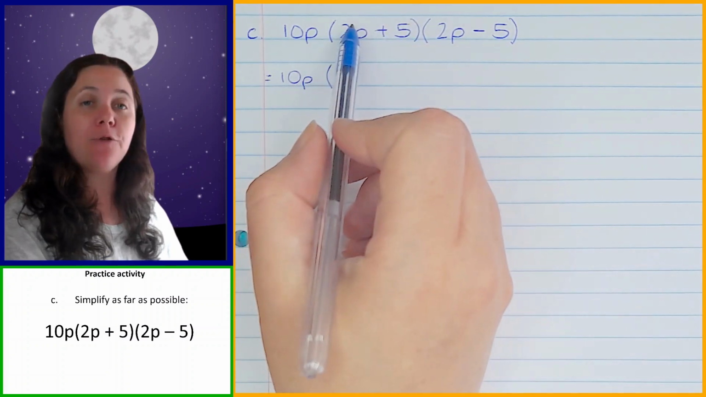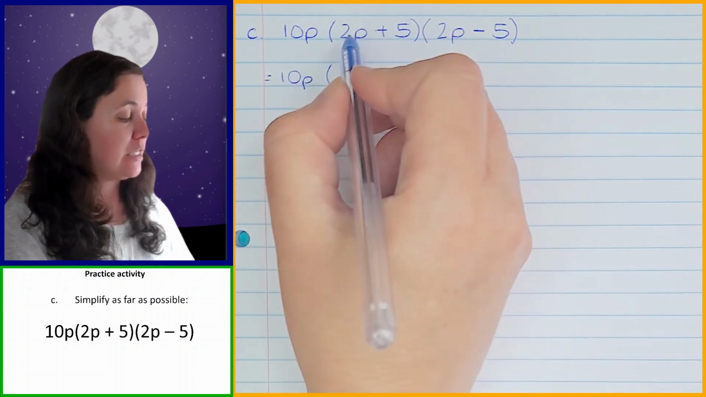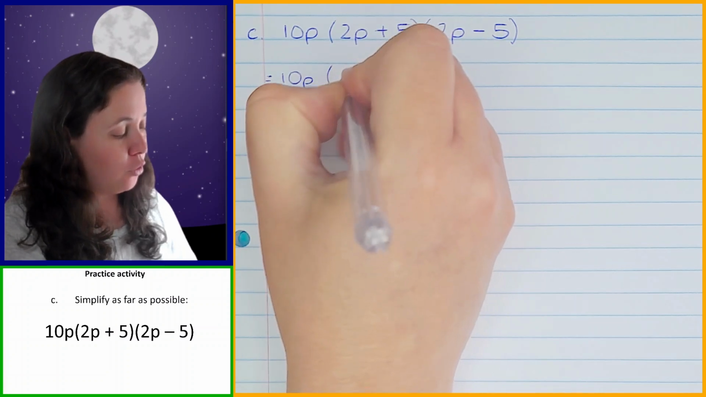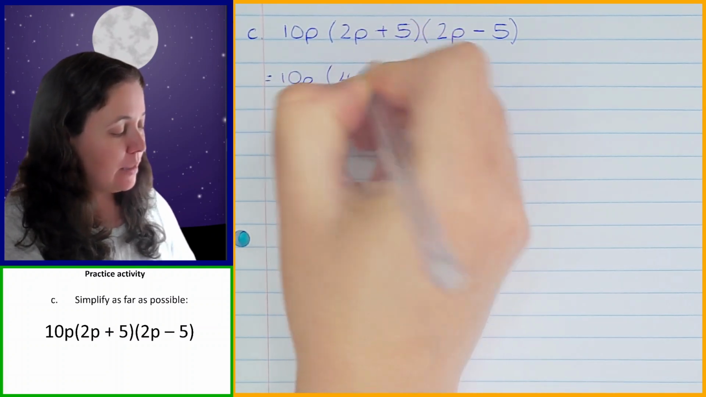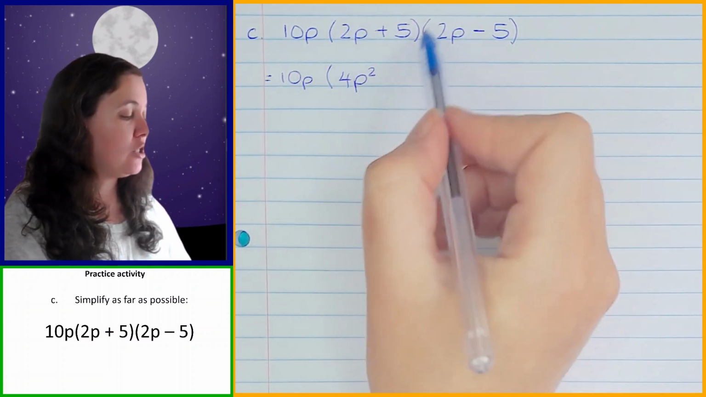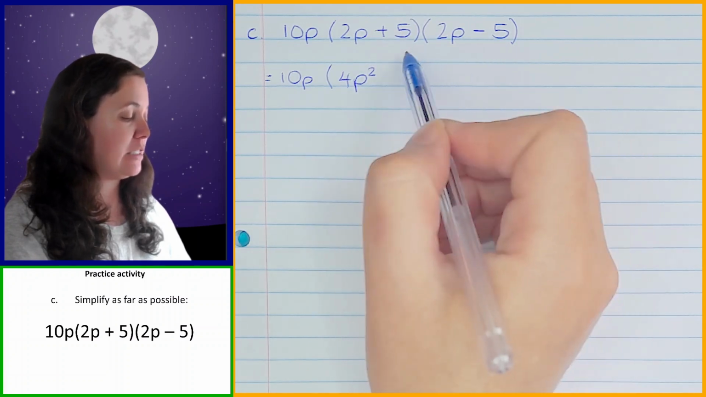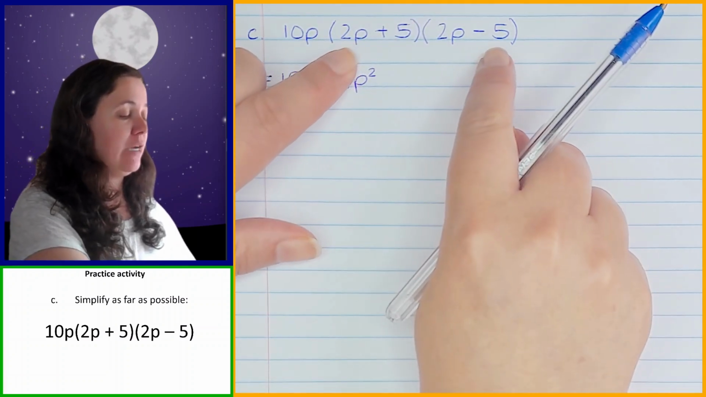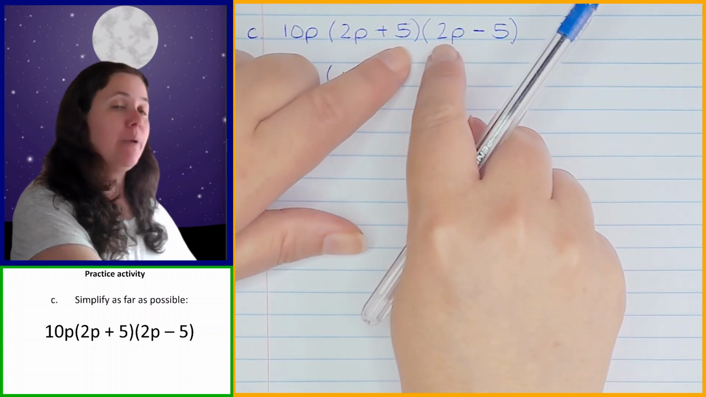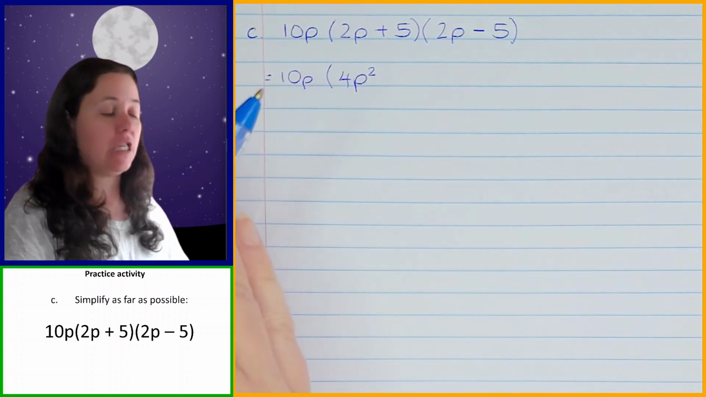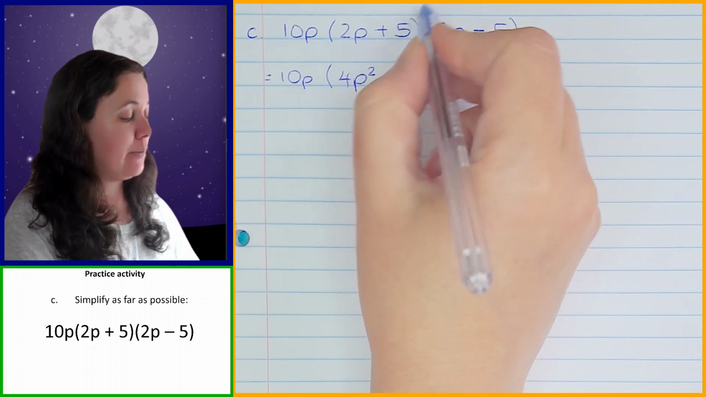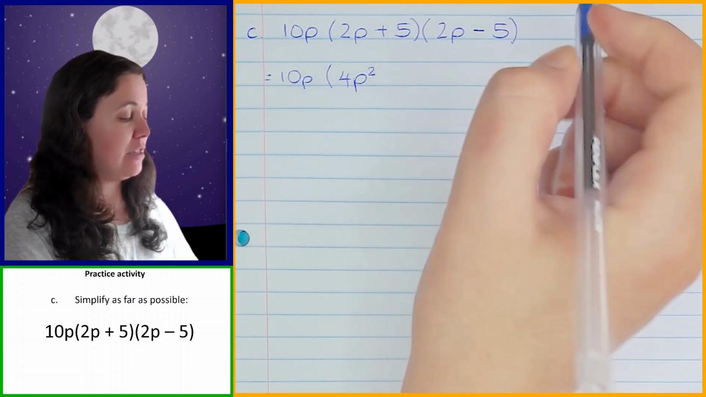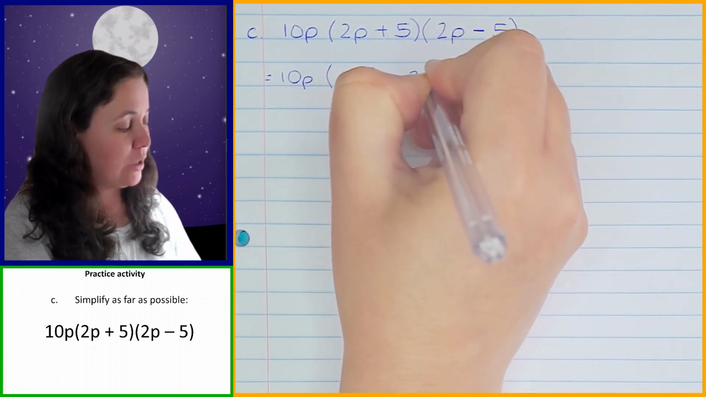So I'm multiplying the first term in each set of brackets together. So that's 2p times 2p is 4p squared. And then I skip straight to multiplying the last term in each set of brackets together, because if I multiply these together, I get negative 10p, and these will give me positive 10p, which are going to cancel each other out. So I don't need to do that. So I can skip and go and multiply the 5 and the negative 5 together. That gives me negative 25.